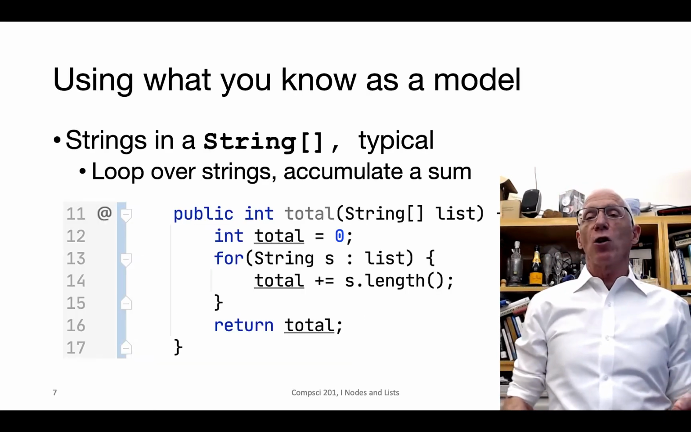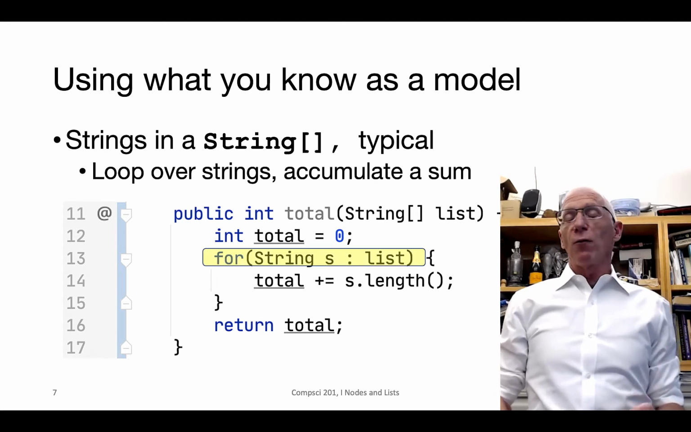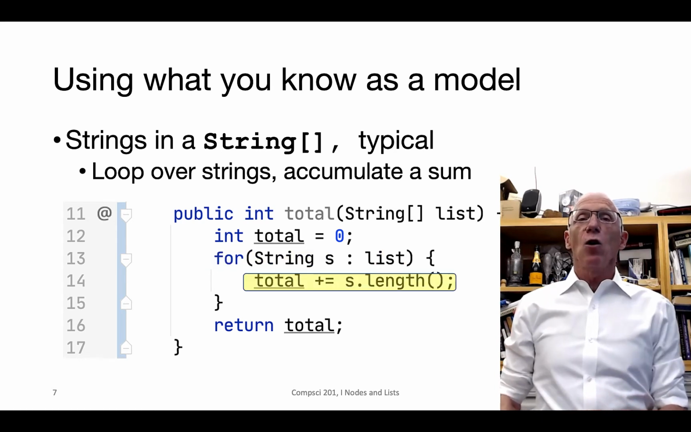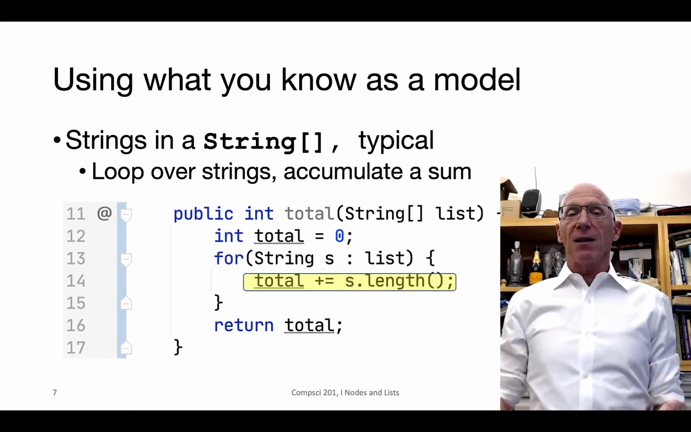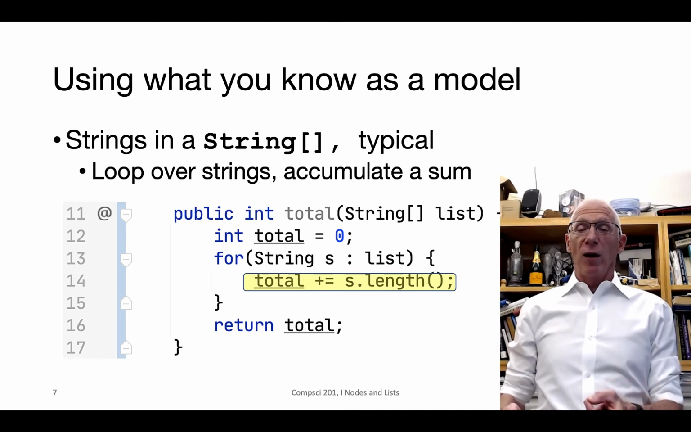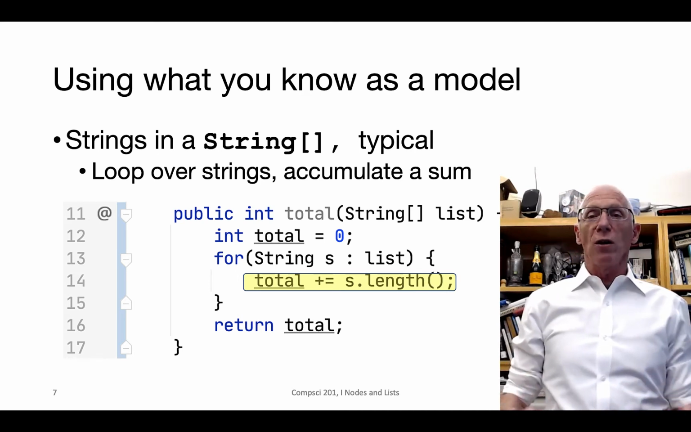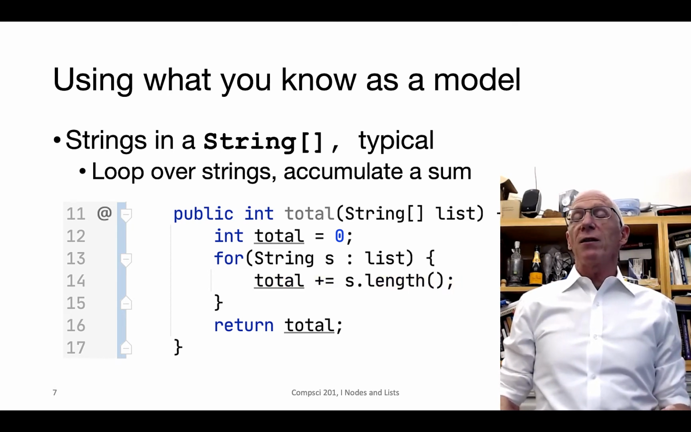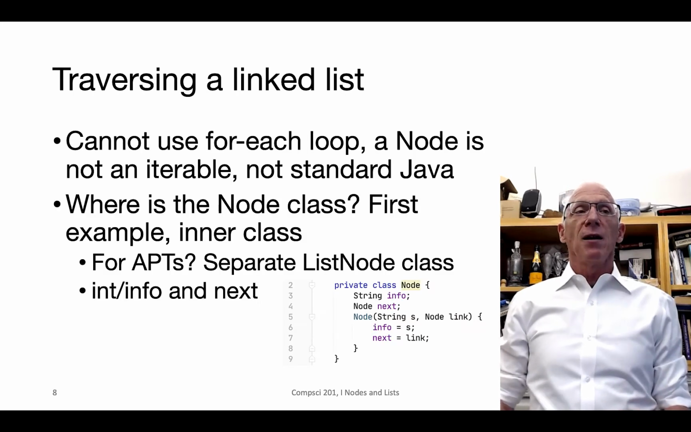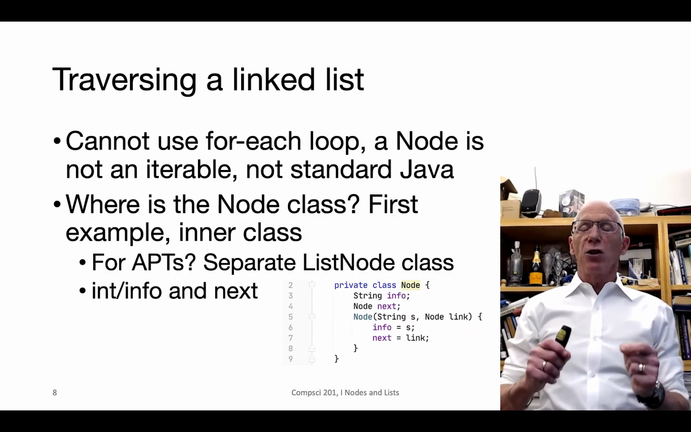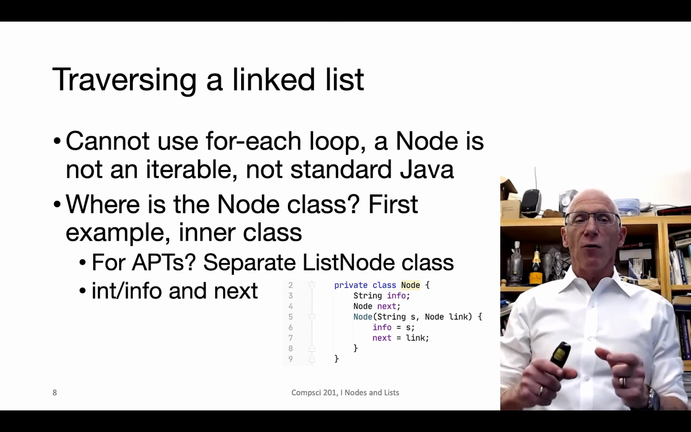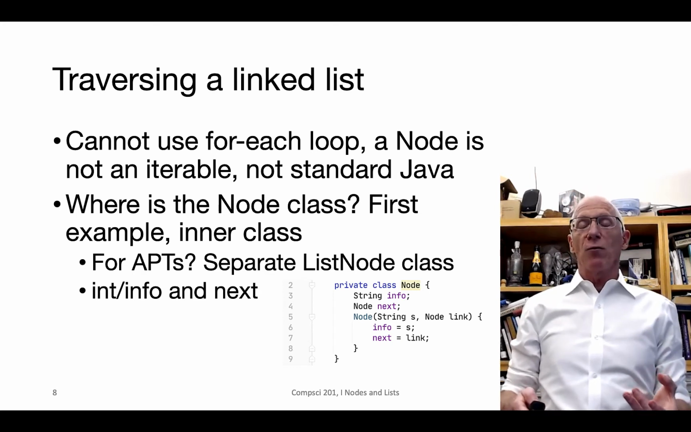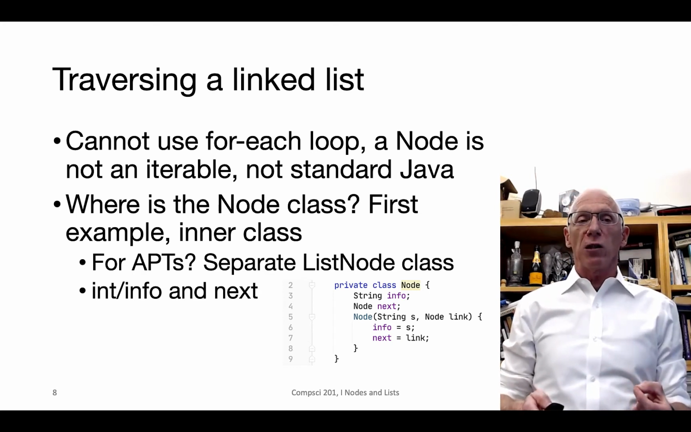Just as a reminder of the code that loops over an array, we have a for each loop to look at every string S in the array list, and we accumulate a sum by adding the length of the string that's in each array slot to this running total, and then we return it. That's reasonably typical, I hope. Now we'll look at the code that uses a linked list to do the same thing. We can't use a for each loop because a node is not an iterable. It's a low-level construct. It's not standard Java, and we're not making it implement any iterable interface that will allow it to be part of a for each loop.